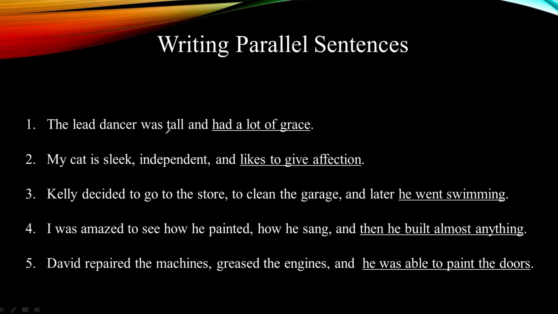The lead dancer was tall. This is non-negotiable, it's not underlined, and it is an adjective. And since you have an and, you know that you are joining this to something else, and whatever comes, it has to be an adjective. Well, we have a whole verb phrase here. The lead dancer was tall and had a lot of grace. All of this has to be restructured. You simply rewrite it with one word, and it must be an adjective. So the lead dancer was tall and graceful.